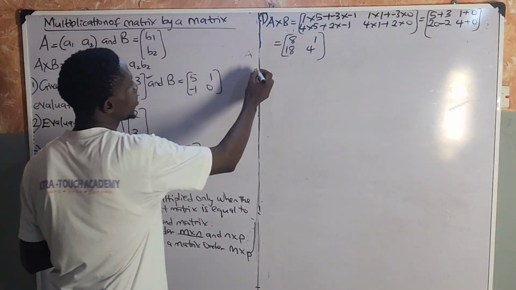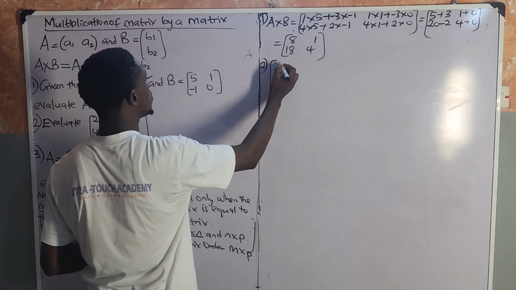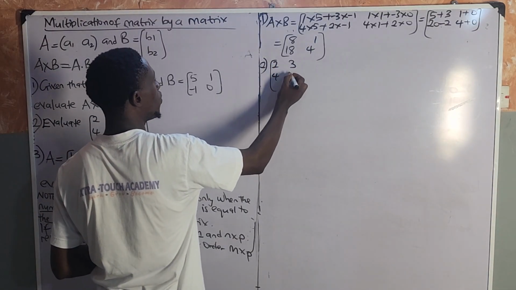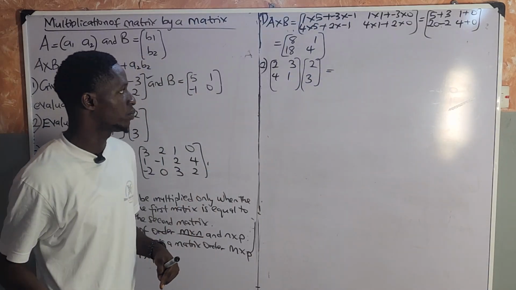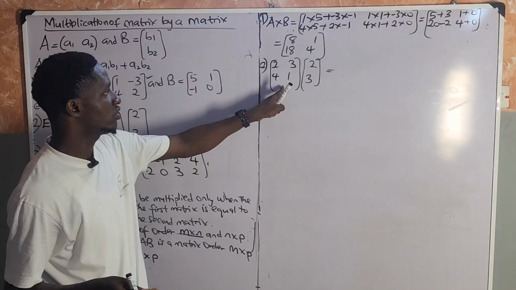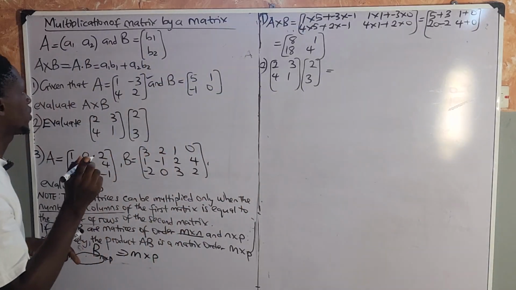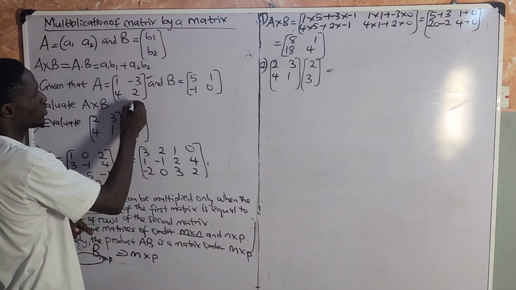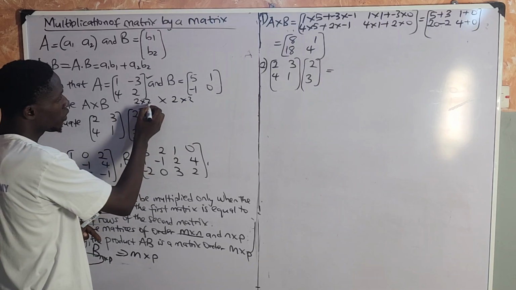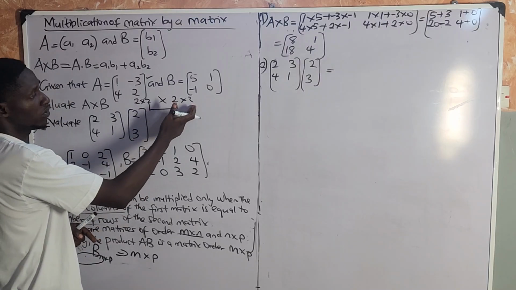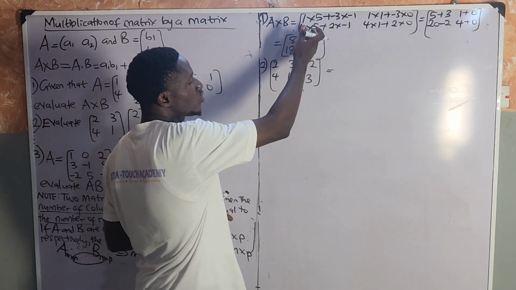We go to the second question, number 2. We have to evaluate this: the matrix 2, 3, 4, 1, times the matrix 2, 3. The same principle applies here. Before you multiply, what is the order of this matrix? Okay, I didn't state something very important. Let's look at this. The order of this matrix is 2 by 2. So the column of the first matrix is equal to the row of the second matrix, and the answer is going to be 2 by 2. You can see that our answer is 2 rows, 2 columns.